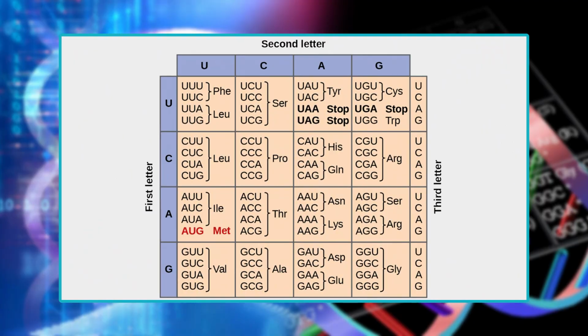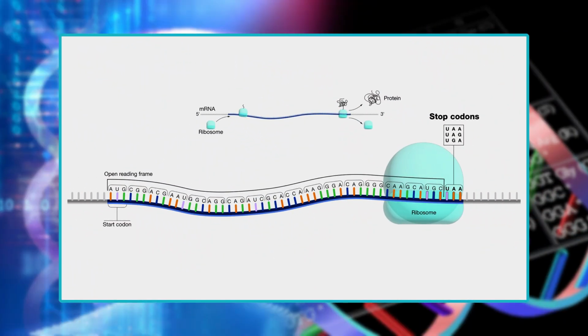Here are some features of the codons. Most codons specify an amino acid. 3 stop codons mark the end of a protein, that is the termination.